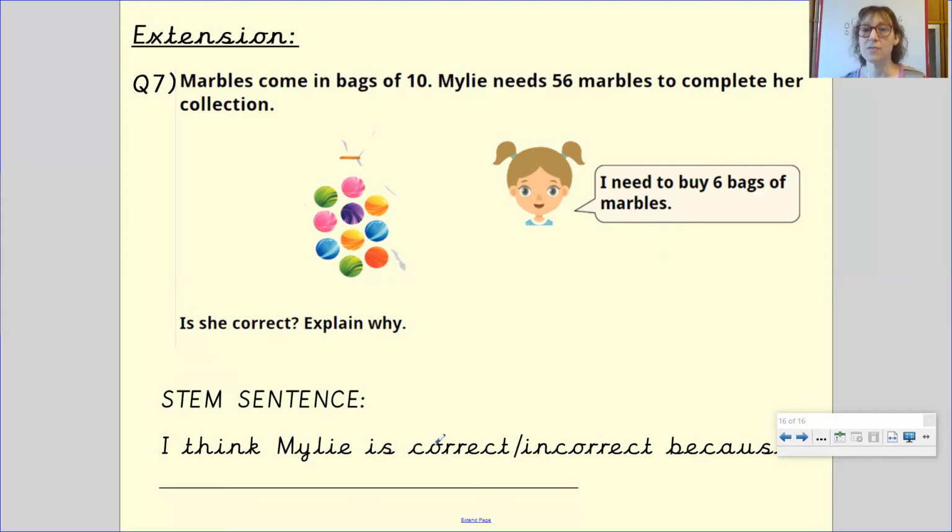So you can then write your sentence, the STEM sentence. I think Miley is correct. She does need 6 bags because, or I think Miley is incorrect. She doesn't need 6 bags because, and the because is the important part of this. So this is called reasoning. It's where you have to say why something happens or it doesn't happen. It's not good enough to just say yes or no. Why? Why is the important part?